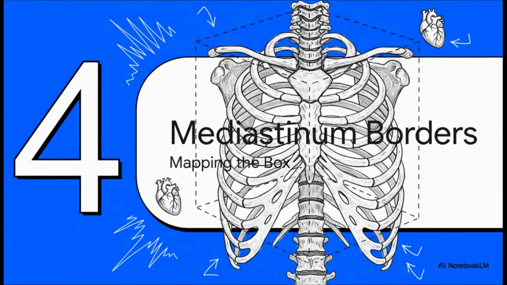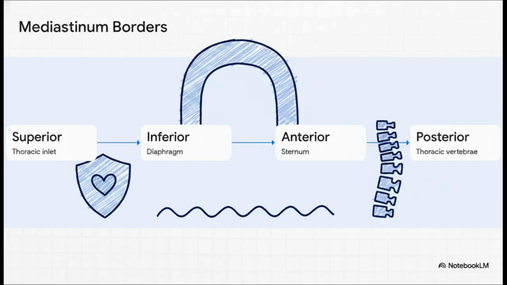Section 4. Mapping the mediastinum borders. Okay, we've built the outer cage. Now I want you to step inside and visualize the internal thoracic cavity as this massive 3D box. Just think of it like the walls of a room. Superiorly, the ceiling is your thoracic inlet. Inferiorly, the floor is your diaphragm.